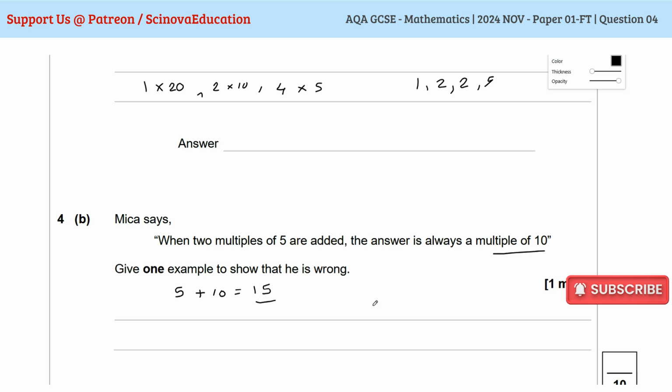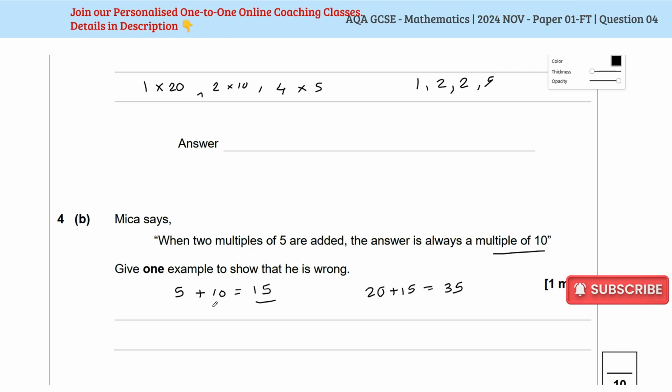There may be several other answers. You may think of other counter examples such as 20 and 15. That would also give you 35. So simply what you can do is take one number which is a multiple of 10 and the other number which is a multiple of 5. If you add these two, you would always get a multiple of 5 but not a multiple of 10.